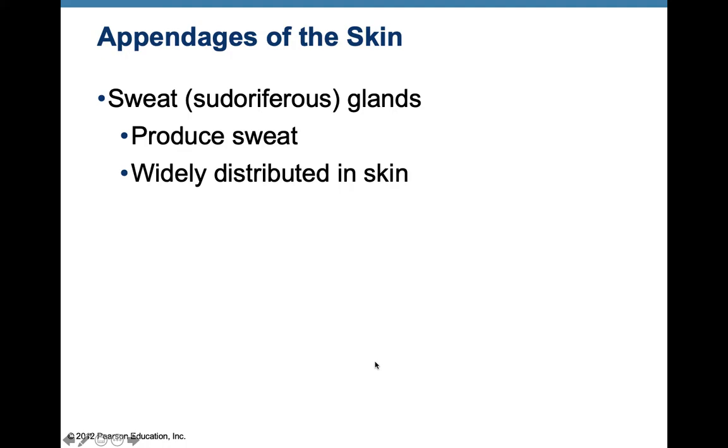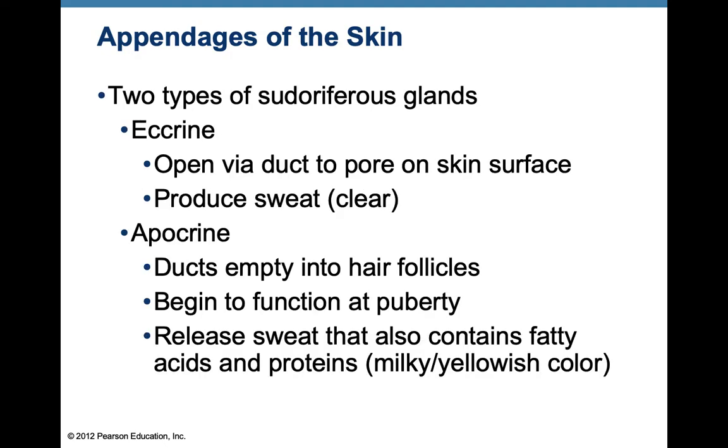Your sweat glands are also called your sudoriferous glands, as well as sweat. They produce sweat, and those are widely distributed around the skin. Some of those are found on the palms of the hands and the soles of the feet, which is what we were going to do with the iodine to find that. For your sudoriferous glands or your sweat glands, there are two different types. They are eccrine glands and apocrine glands.